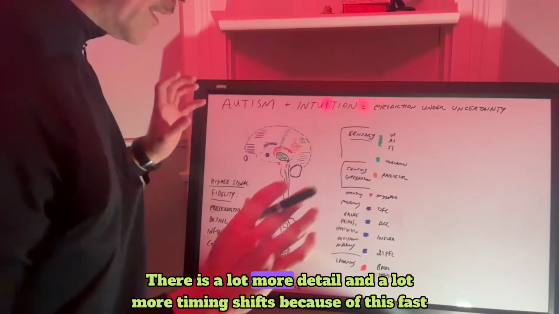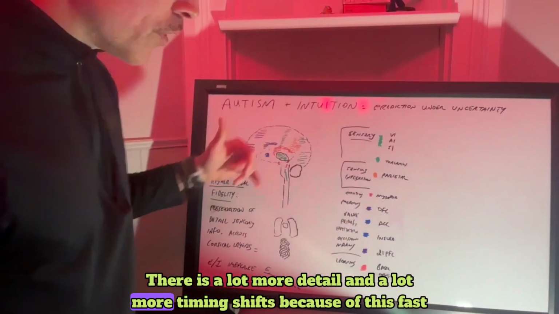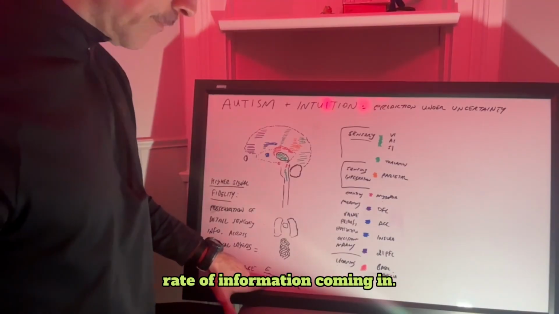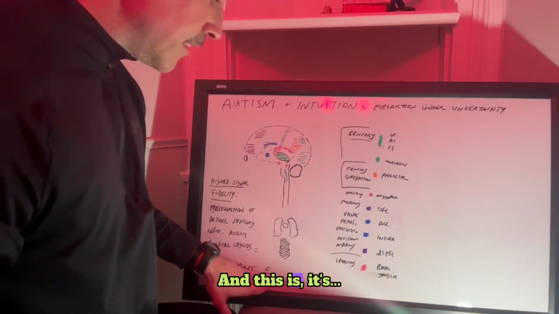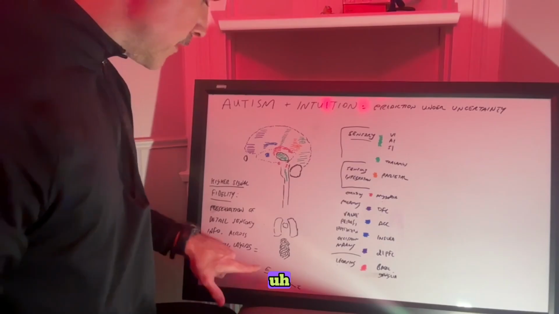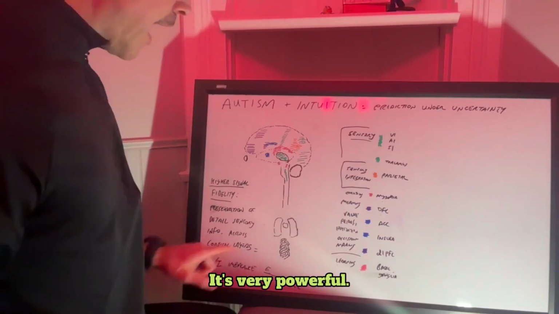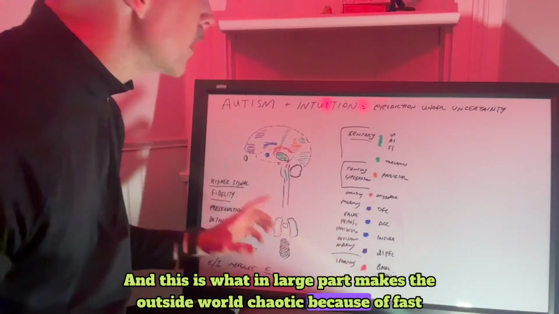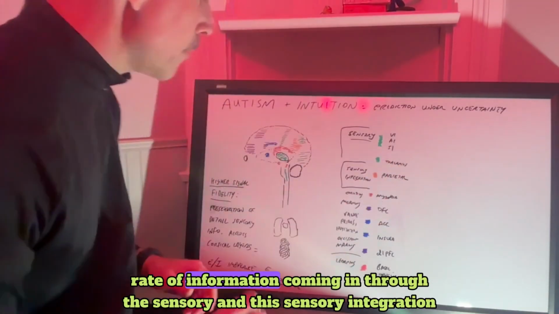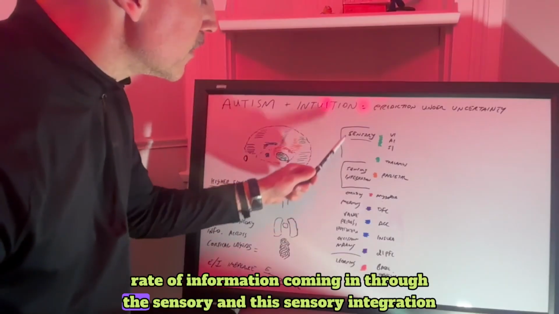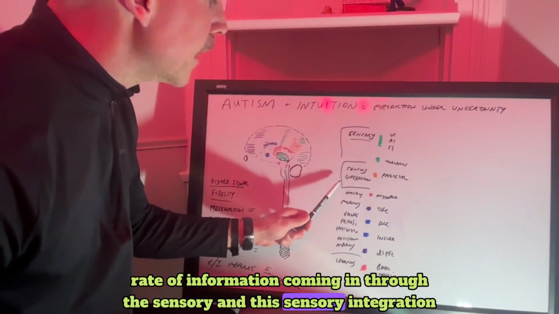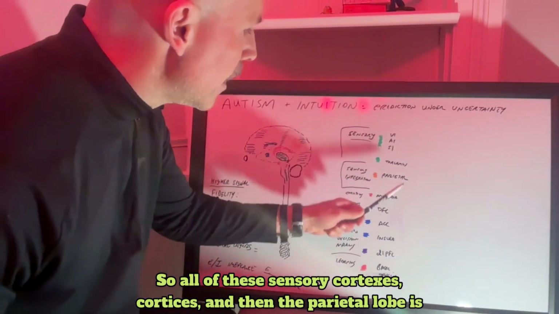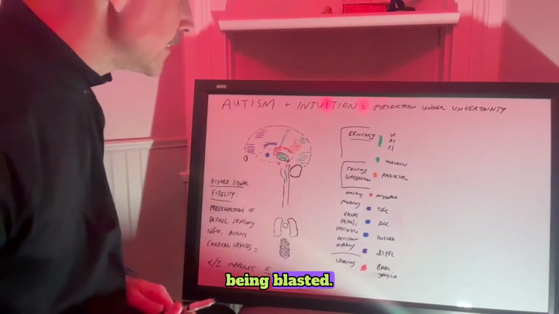There is a lot more detail and a lot more timing shifts because of this fast rate of information coming in. And this is very powerful. And this is what, in large part, makes the outside world chaotic because of that fast rate of information coming in through the sensory and this sensory integration areas. So all of these sensory cortices, and then the parietal lobe is being blasted.